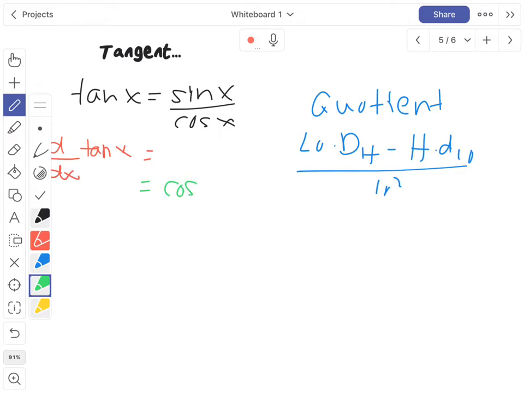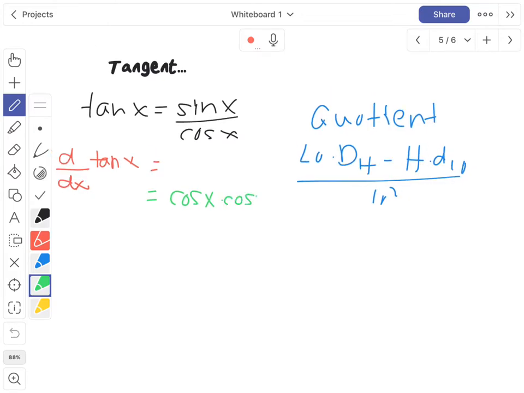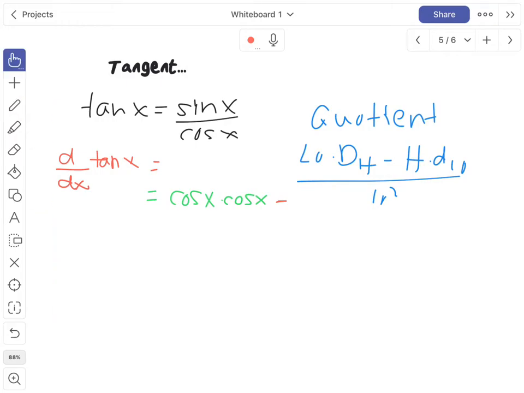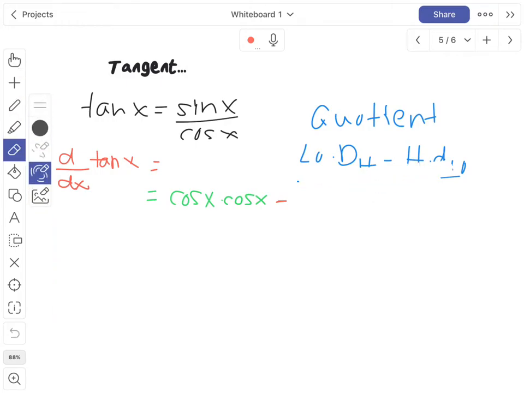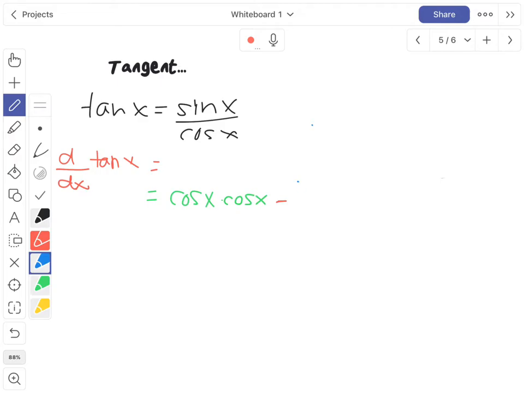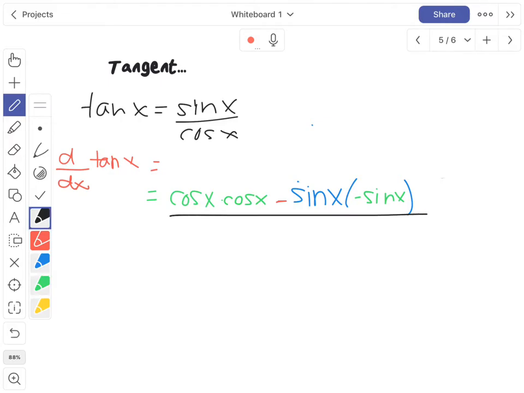The derivative of the upper function, the derivative of sine, is cosine. So we have the cosine of x times the cosine of x. Then we have to subtract high d low. So we'll take the higher function, which was sine of x, and multiply that by the derivative of the lower function. The derivative of cosine was negative sine. We have to divide all of that by cosine squared, the bottom squared, of x.